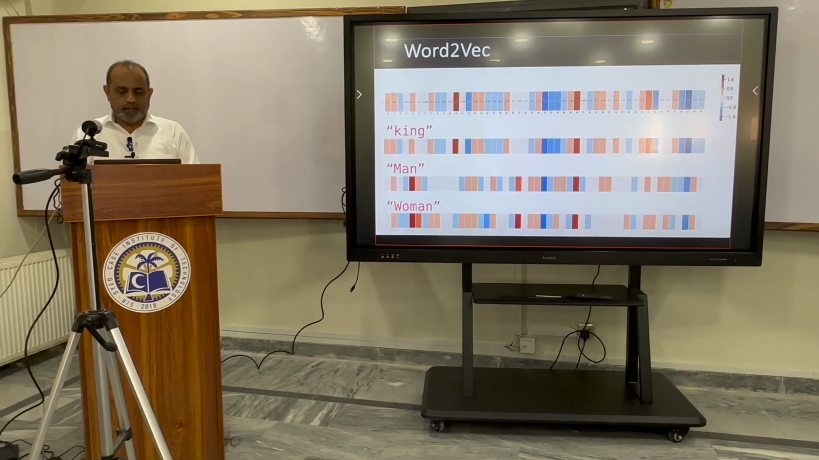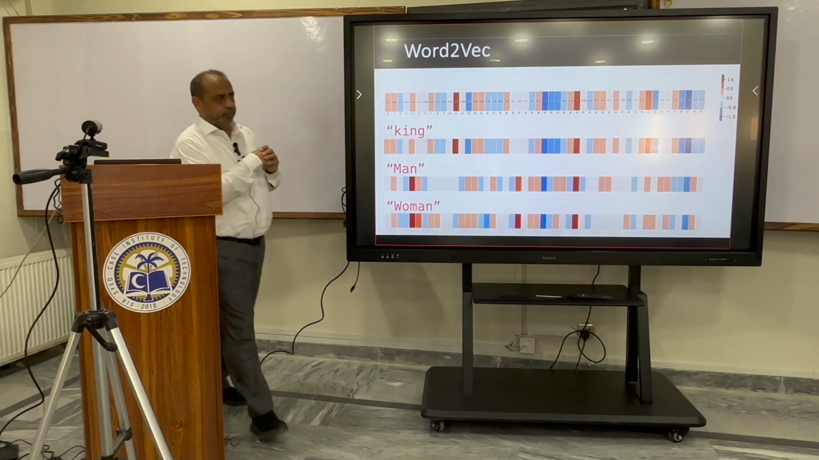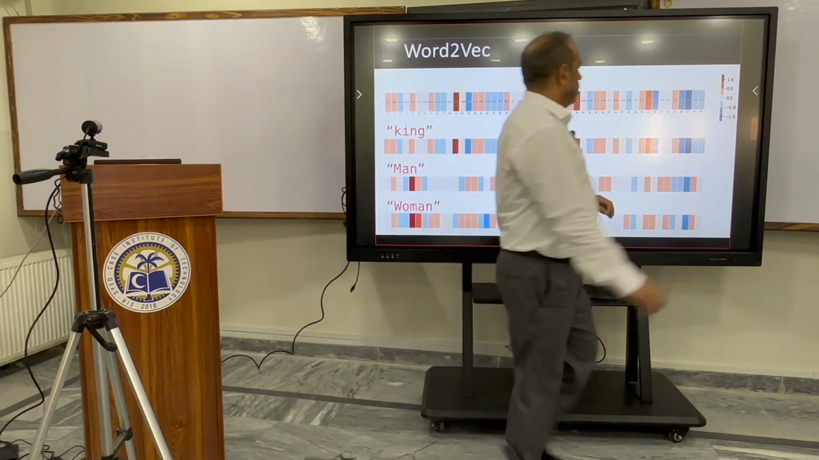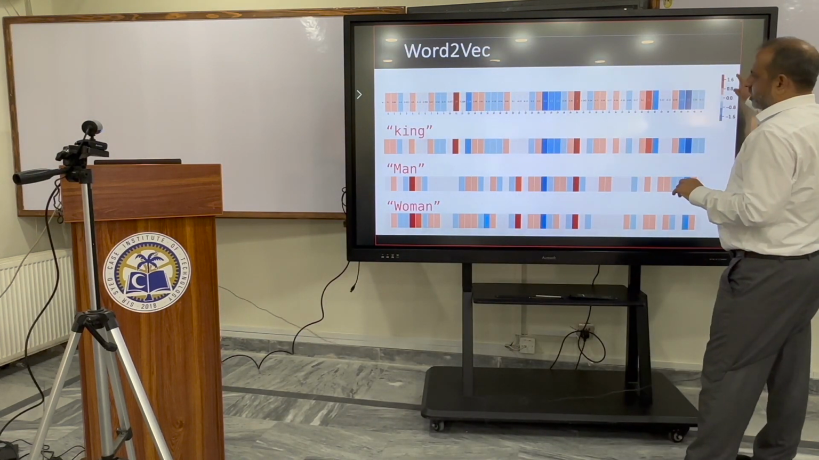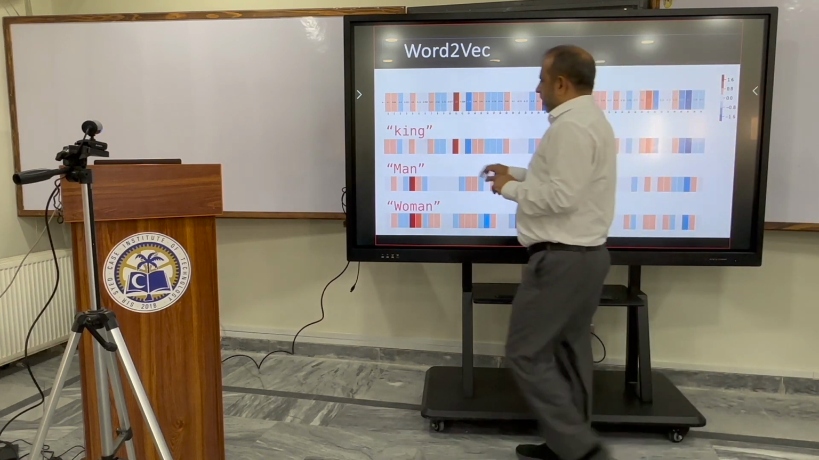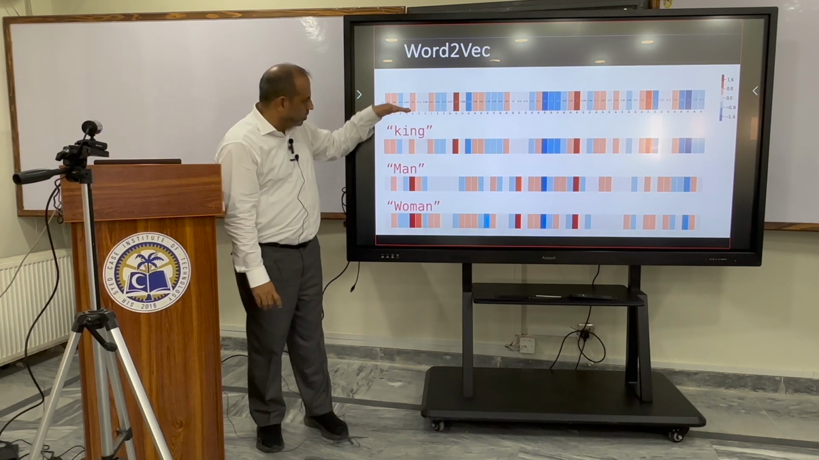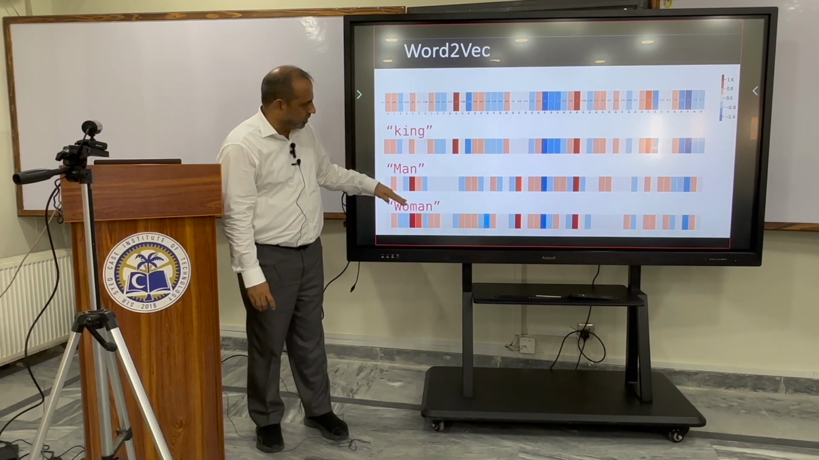Now look at this. What they have done is they have just colored the value, which could be from -1.6 to 1.6, for the king and the man. Again, they don't know which feature it is, but it looks similar. The king and the man and the woman.